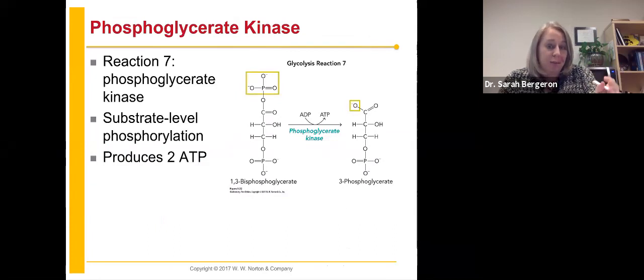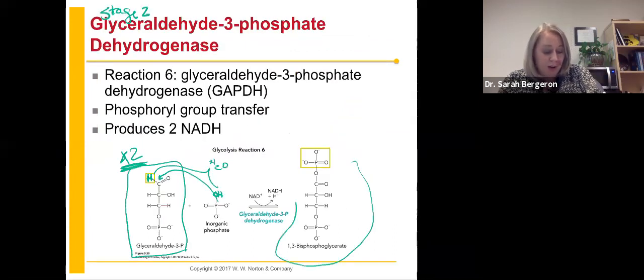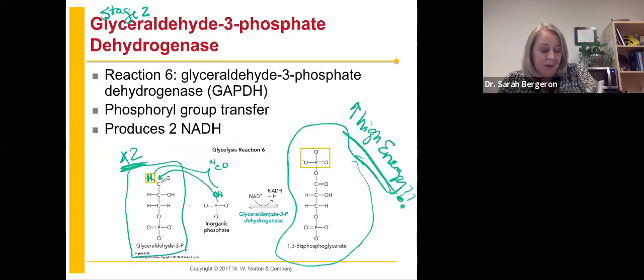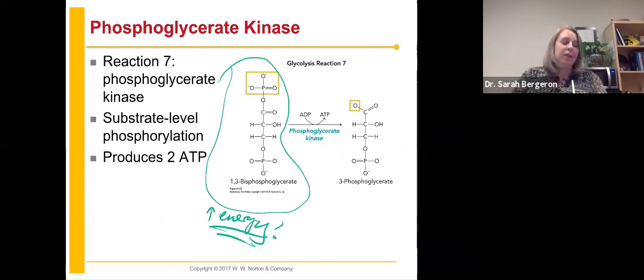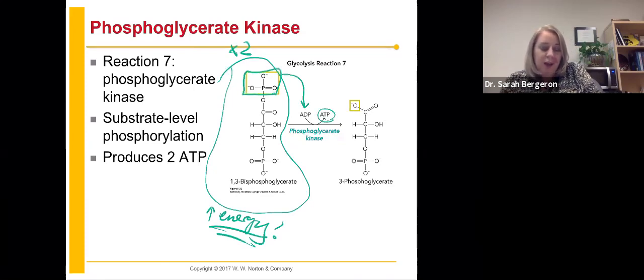So the really cool thing about our product from our previous reaction, this guy, 1,3-bisphosphoglycerate, is that it is super high energy. They're the same molecule. These are high energy, and remember that we actually have 2 of them. So we're going to transfer this phosphate group onto ADP and make ATP. And so you don't actually make only 1, you make 2. And so now we have 3-phosphoglycerate because we removed one of those phosphate groups.